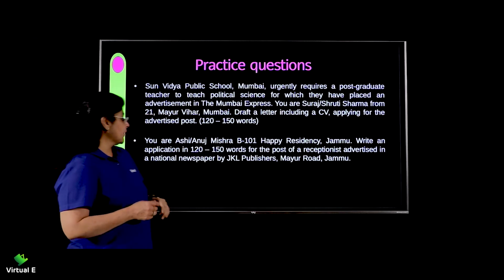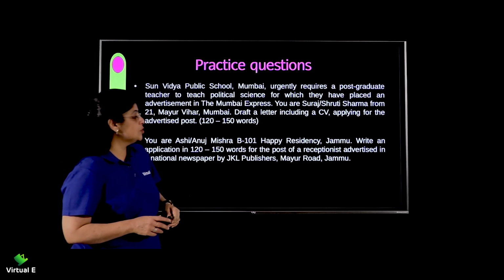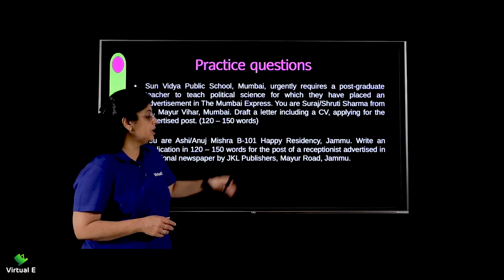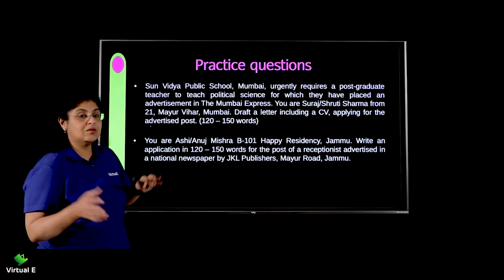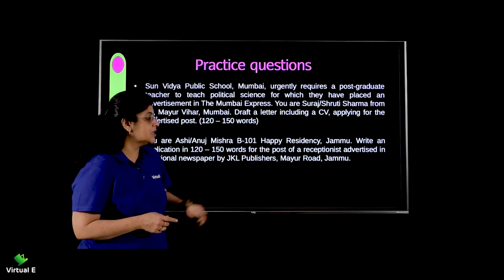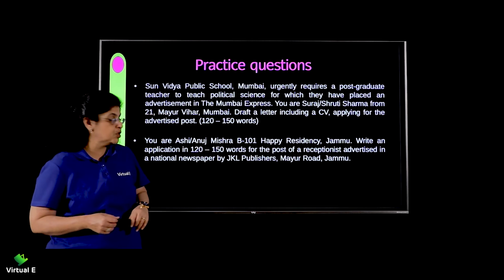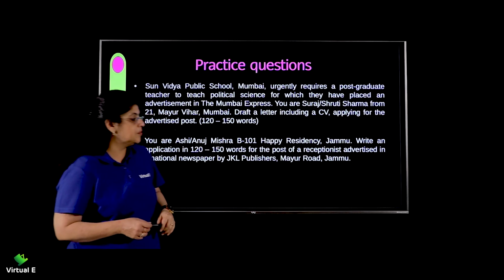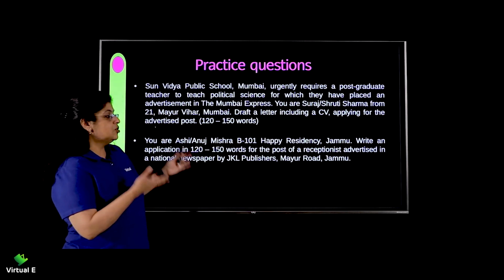Your next question, you are Ashi or Anuj Mishra, your address B101, Happy Residency, Jammu. Write an application in around 120 to 150 words for the post of a receptionist advertised in a national newspaper by JKL Publishers, Mayur Road, Jammu. So again, you have to apply.